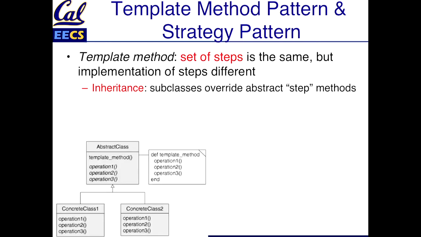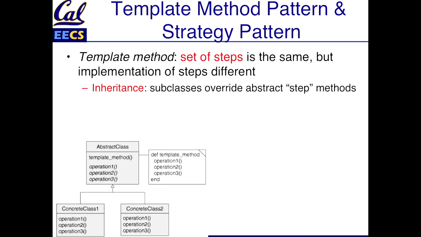So here's how this looks in boxes and arrows. We have some abstract class that has an overarching template method that just does a sequence of operations. Ruby doesn't have truly abstract classes, but in a language that did have them, you would have a concrete class that implements the template method, and then you would have subclasses that override each of the operations to do whatever's important for that subclass.